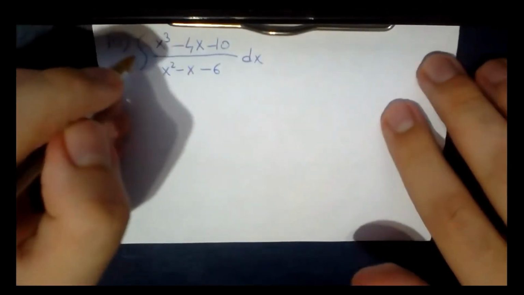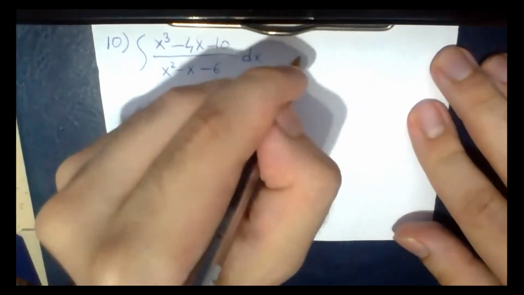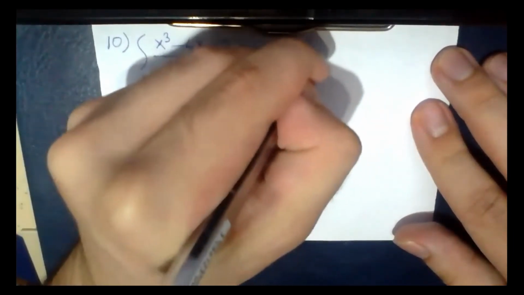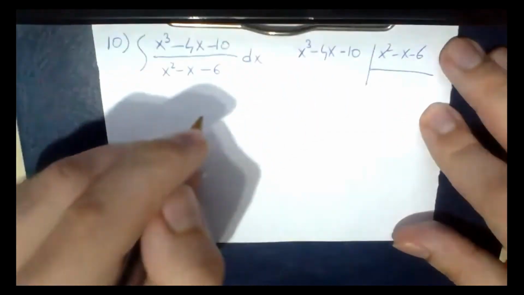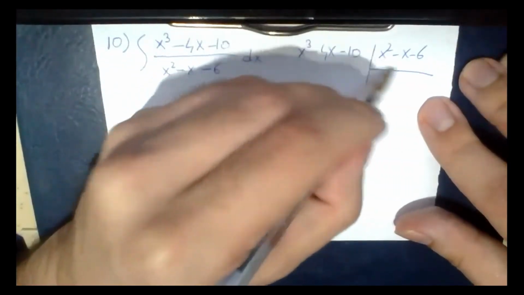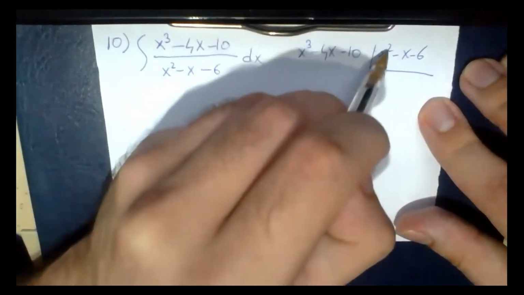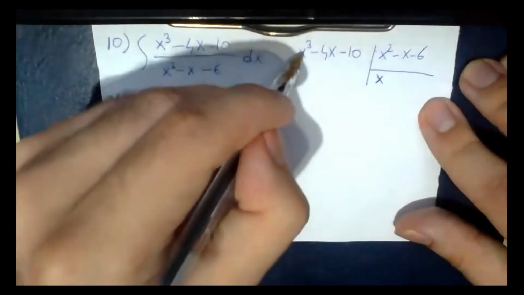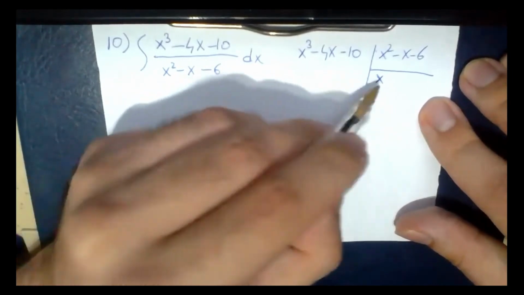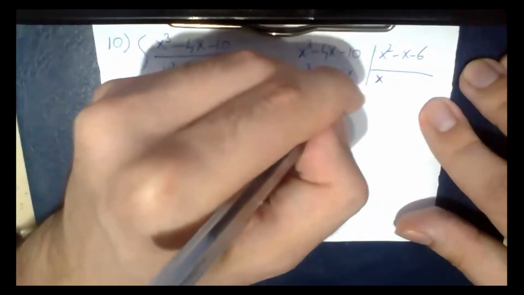Again we need to make polynomial division. If we divide x cubed minus 4x minus 10 by x squared minus x minus 6, how many x squared minus x minus 6 do we have in this polynomial? It's degree 3, it's degree 2. So if we multiply it with x, their leading terms will be equivalent. So x cubed minus x squared minus 6x.